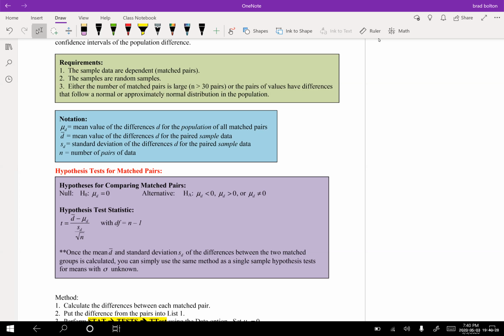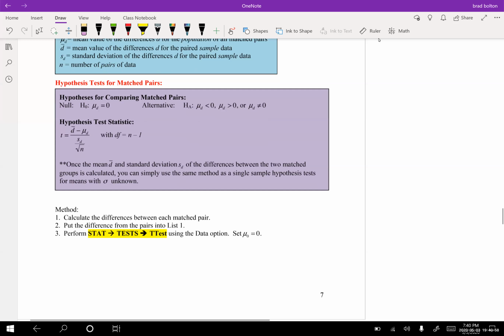Now this is the mean difference. Okay, so that's going to be very important, especially in the null. The mean value of the differences d in the population of all matched pairs. d bar is the mean value of differences. So mu d is the parameter that we're going to be discussing or testing. And d bar is the sample mean that we're going to be using. Standard deviation sub d is the standard deviation from our new differences. And then n, the number of pairs of data, okay?